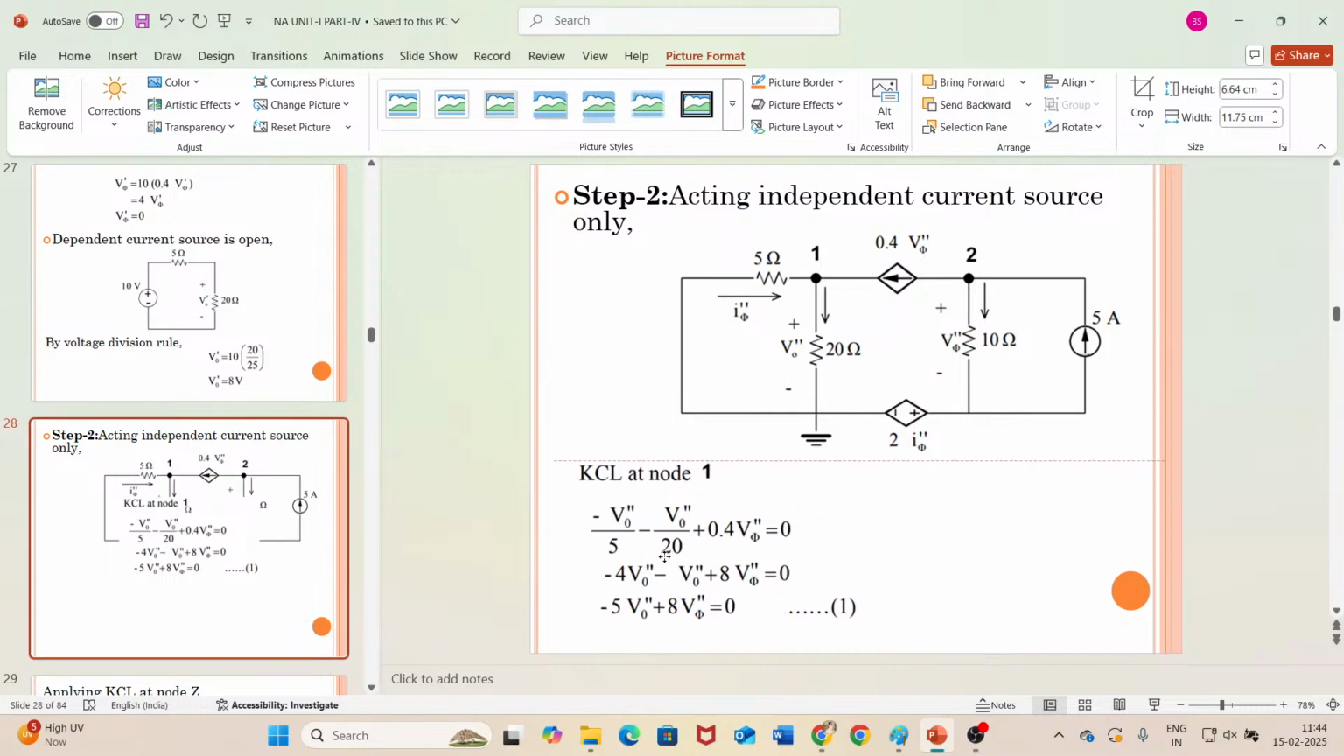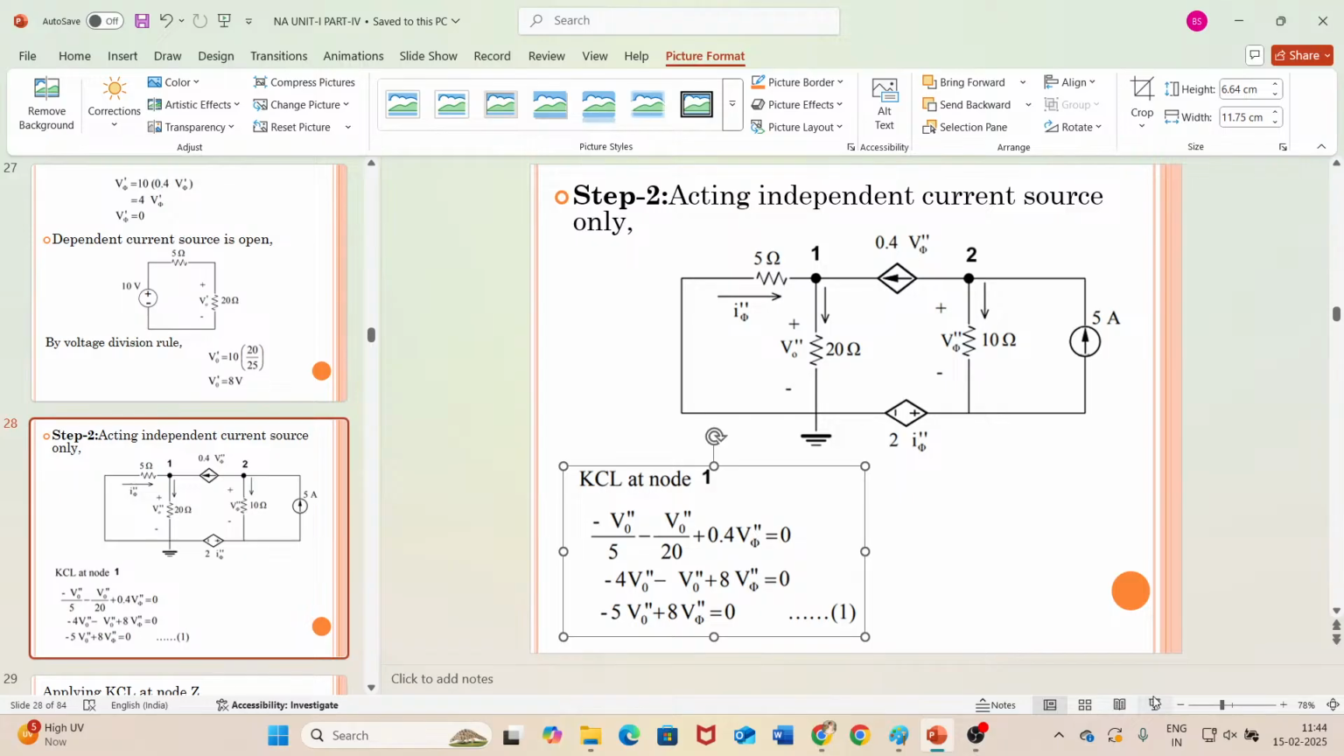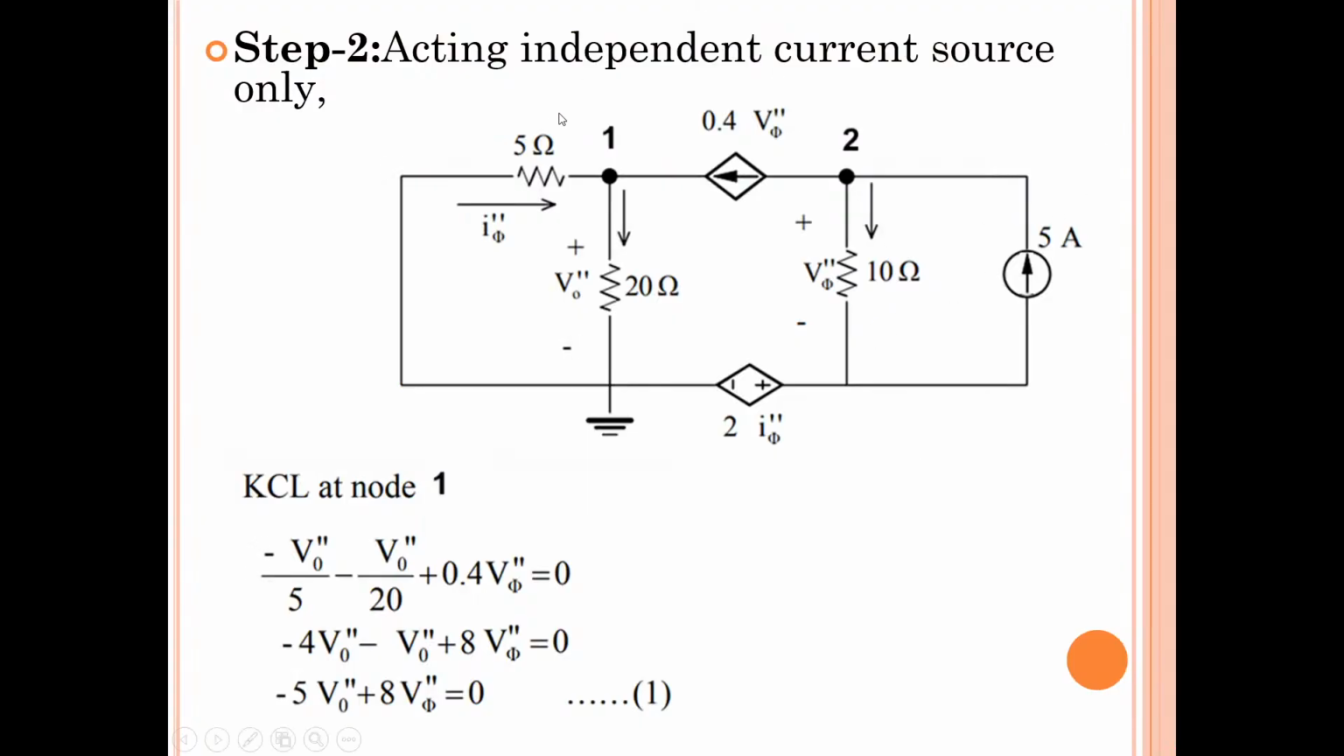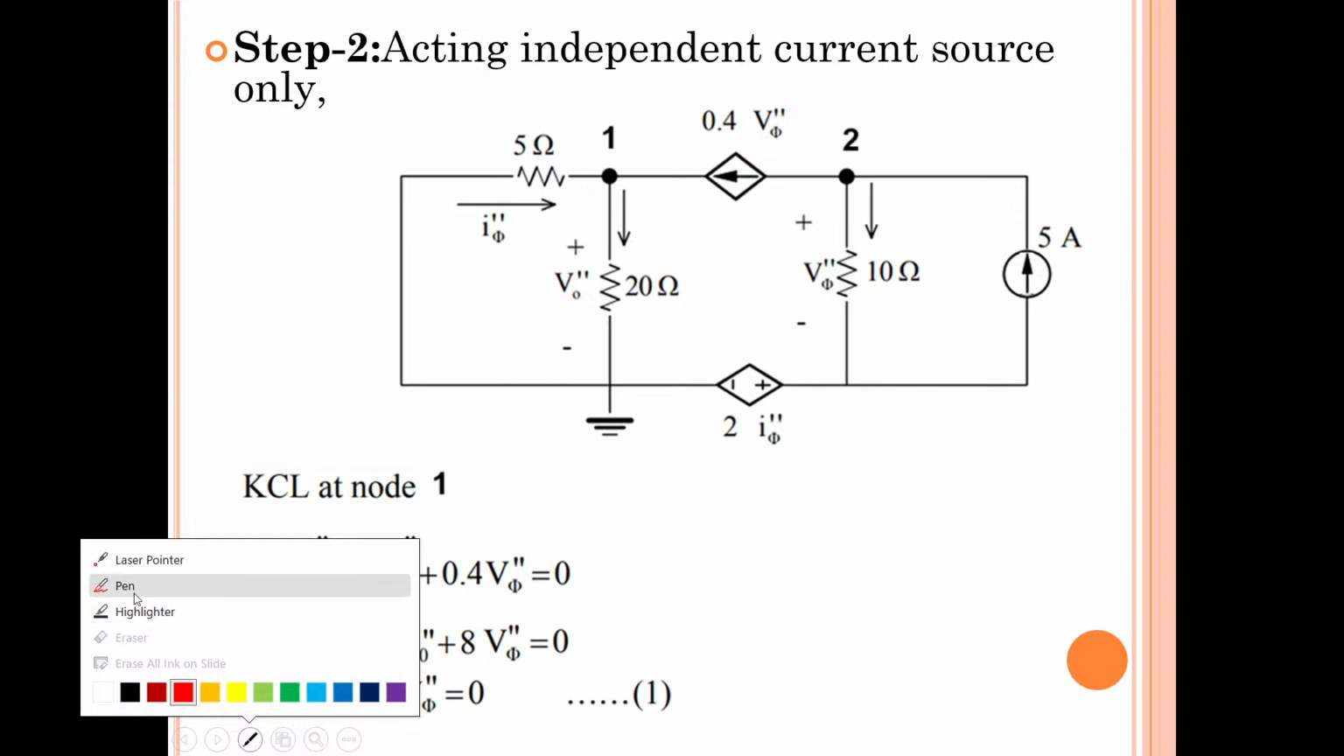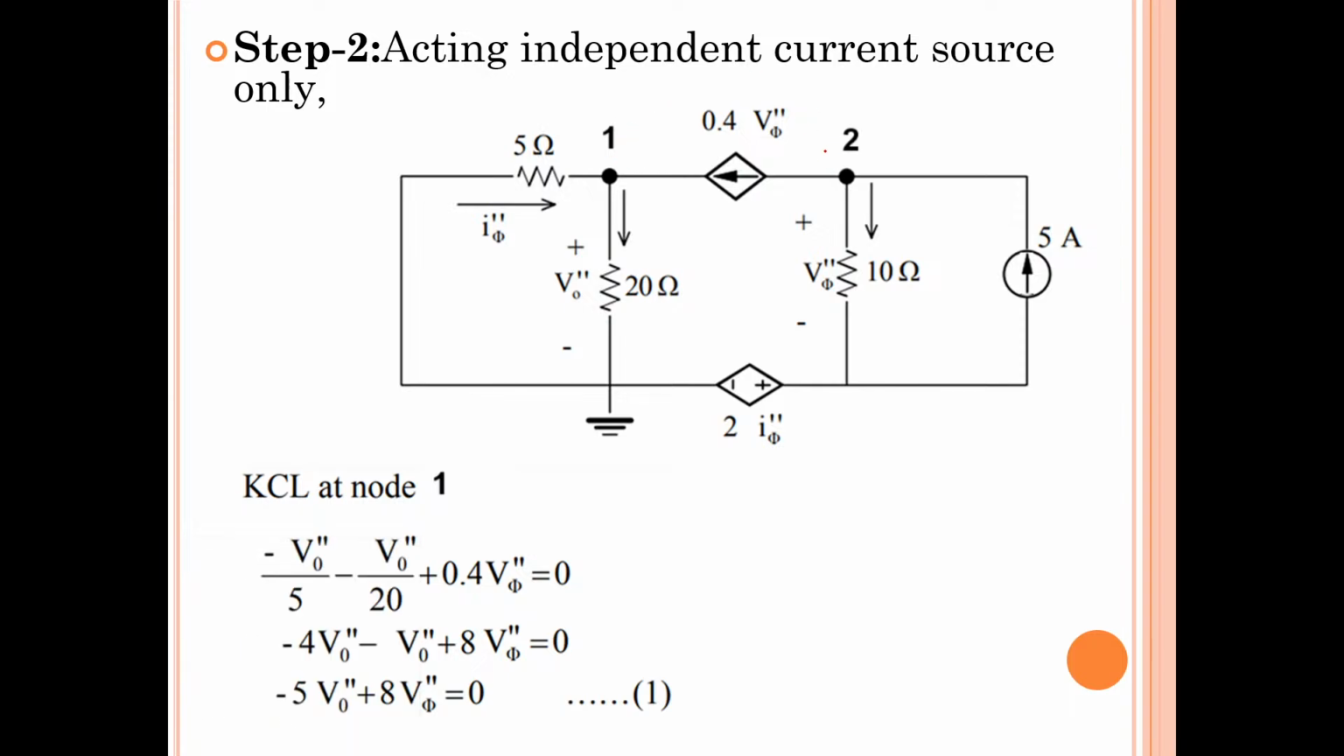So this is it. I have assumed node 1 and node 2 here since only a current source is there. So I made some modifications. I thought it will be easier for the BTech students to follow the class if they are listening to this class. So here, node 1 and node 2.